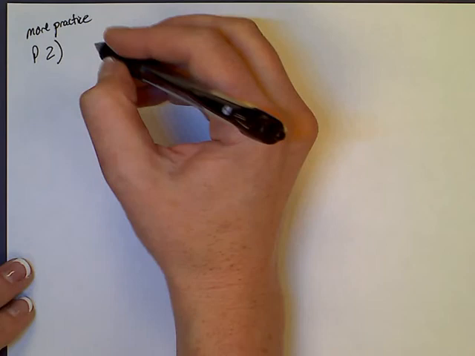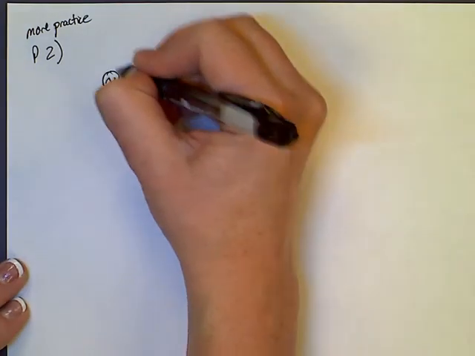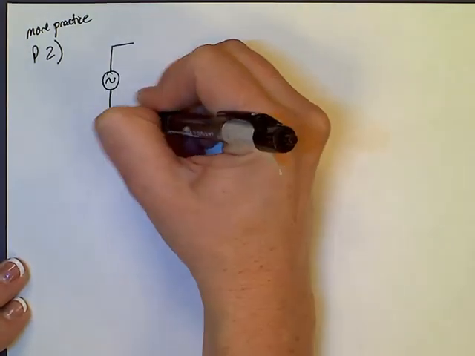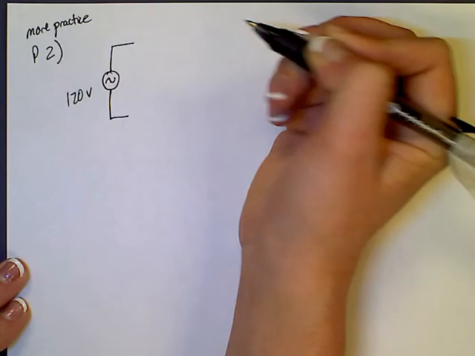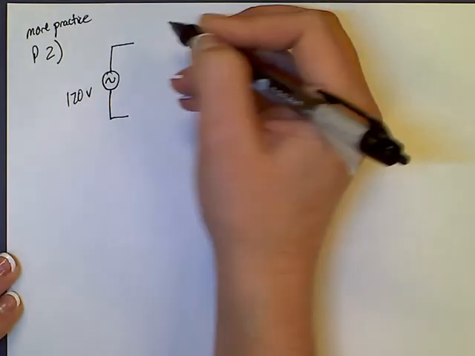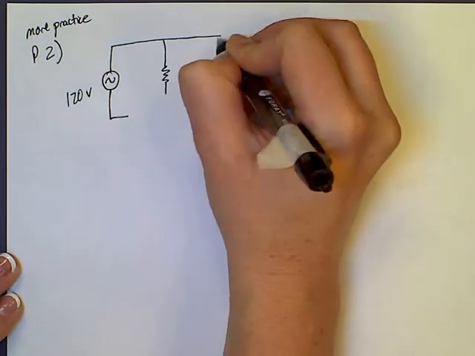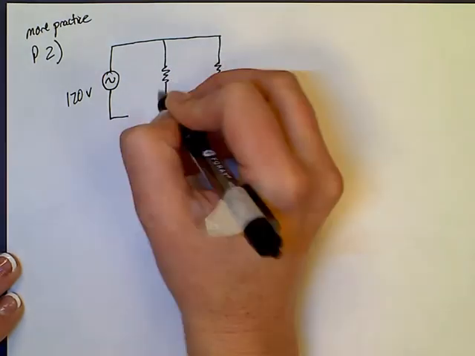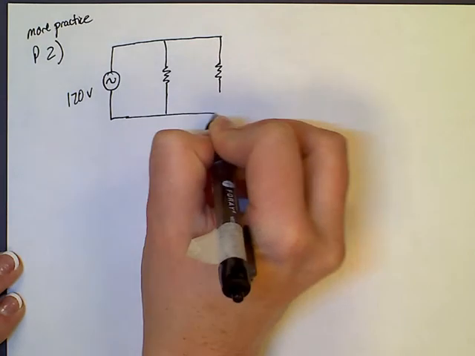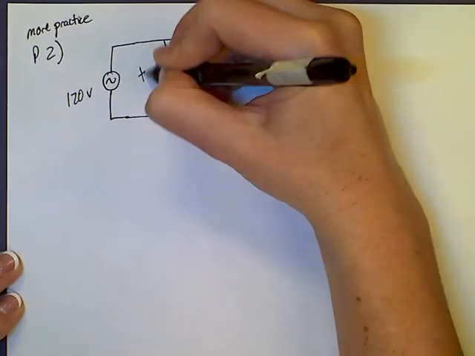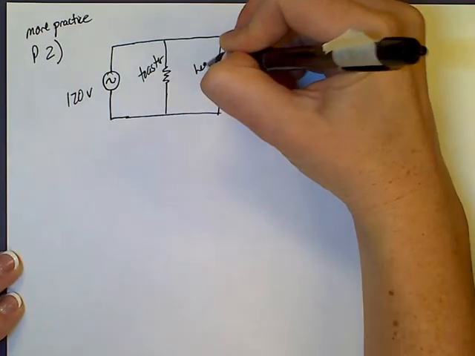So it says I've got a standard house outlet, and you guys need to know that a standard house outlet has a voltage of 120 volts. And there I'm using my generator symbol. Both the heater and the toaster will be drawn as resistors. So I can call this the toaster and the heater.